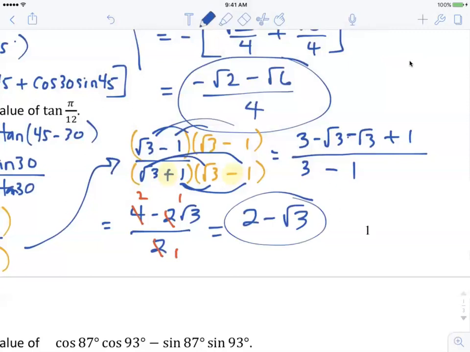Okay, so that was a lot of algebra. The trig part's not that bad almost, right? That's the algebra that can kind of kill you on these. So hopefully that rings a bell back from your algebra days. You'll just have to practice it a little bit. It'll come back to you. Okay, I'm going to end there for now.